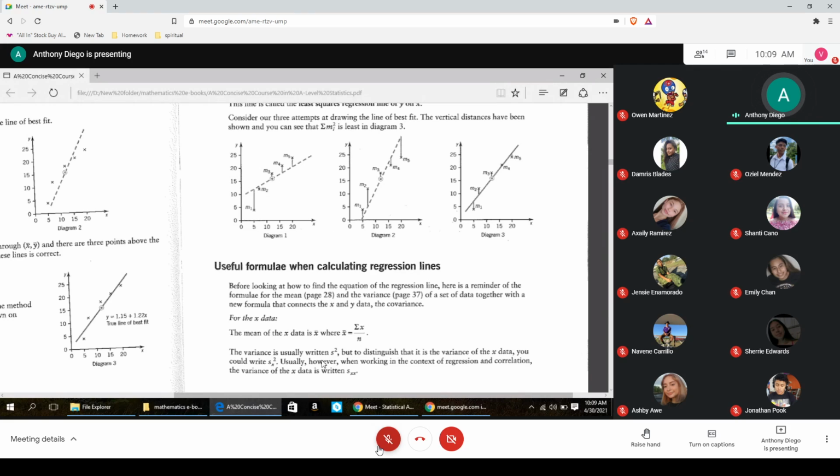Now it said that the variance is usually written as s squared, but to distinguish that it is the variance of the x data, you would write s squared sub x. Sub x means that is the variance you're finding. So if I ask you to find s sub x, you are finding the variance for the values of x. Usually, however, when working in the context of regression and correlation, the variance of x data is written as Sxx.